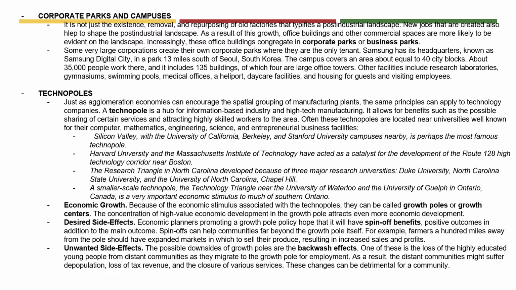For example, farmers 100 miles away from the pole should have expanded markets in which to sell their produce, resulting in increased sales and profits. There's also unwanted side effects. The possible downside of growth poles are the backwash effects. One of these is the loss of the highly educated young people from distant communities as they migrate to the growth pole for employment. As a result, the distant communities might suffer depopulation, loss of tax revenue, and the closure of various services. These changes can be detrimental for a community.